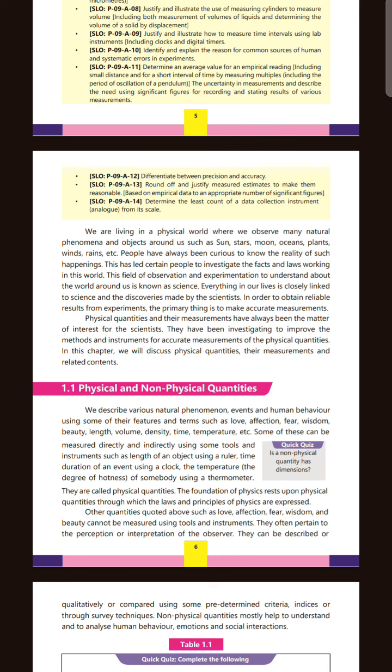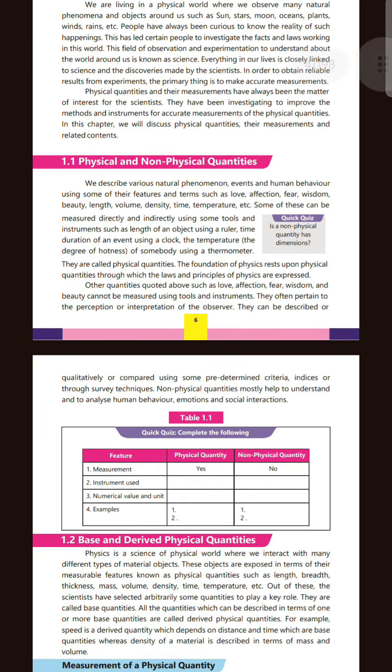Physical quantities are those which can be measured with the help of any instrument, and non-physical quantities cannot be measured with the help of any instruments. Physical quantities are like length, mass, time, temperature. These are the quantities which we can measure simply. And non-physical quantities, which we can't measure, are like fear, wisdom, affection, beauty. These are non-physical quantities. Now we will see table 1.1.